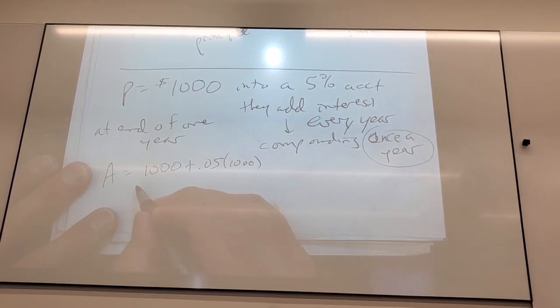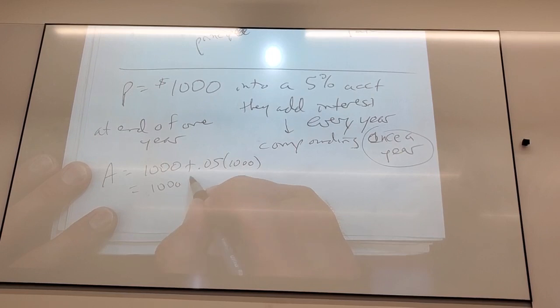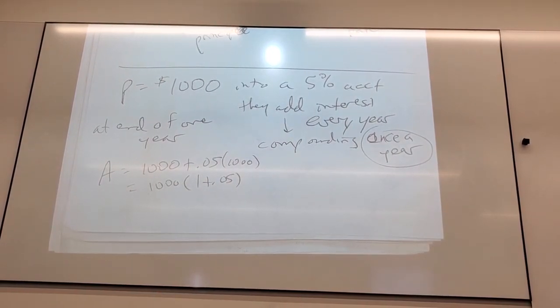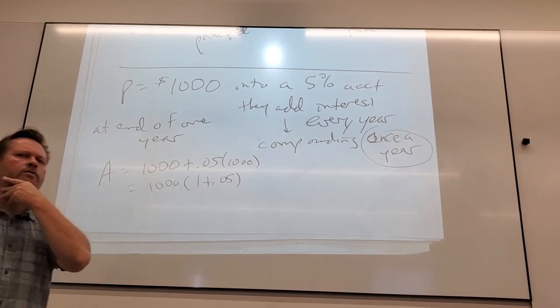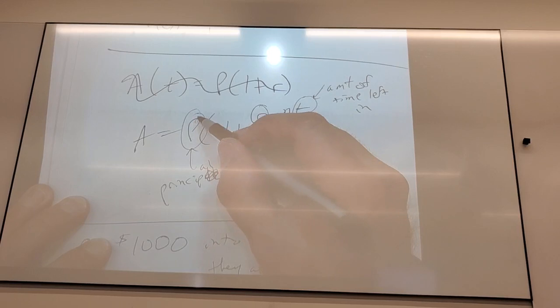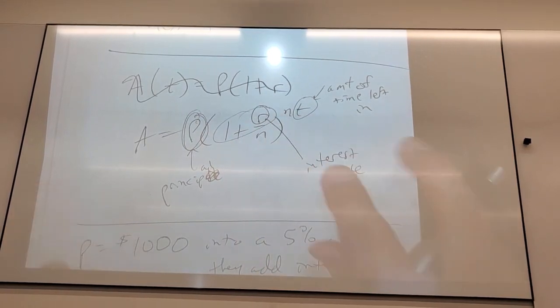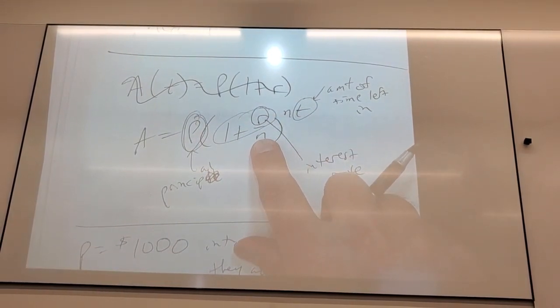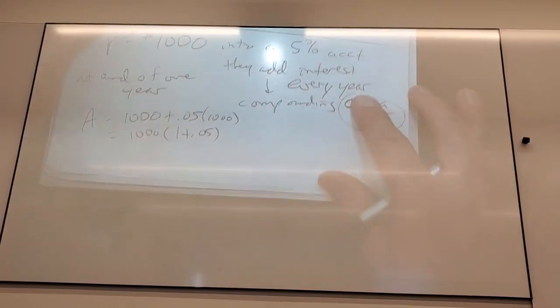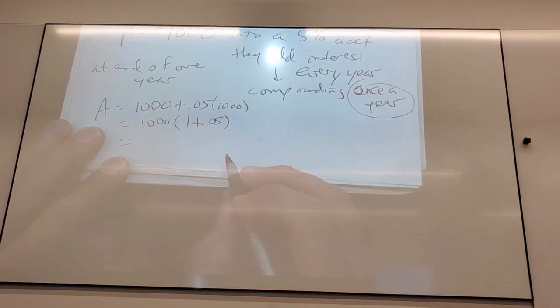Let me write this in kind of a strange way. 1,000 times 1 plus 0.05. Is that okay? I can write that weird way. I can just kind of factor a 1,000 out. Just to point this out, do you see how that's related to this amount times 1 plus r, if n is 1? I'm not overly concerned with this formula, but I just want to show you some concrete example. So then how much money am I going to end up with?